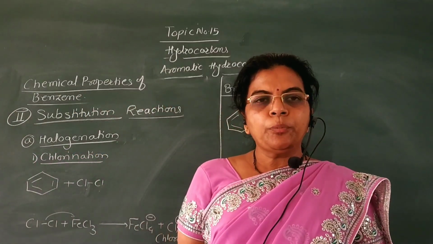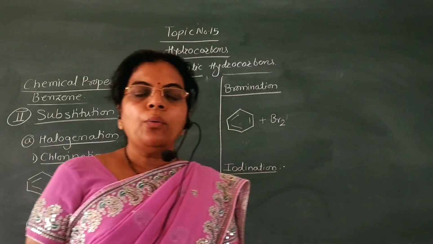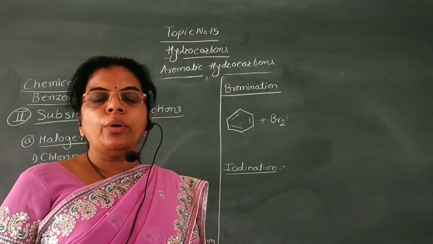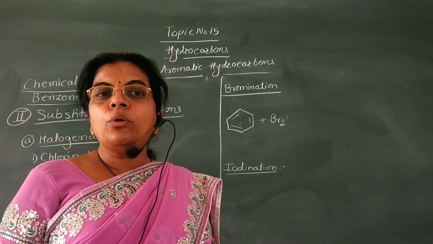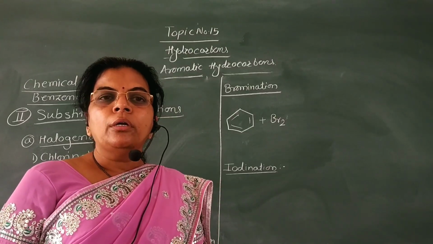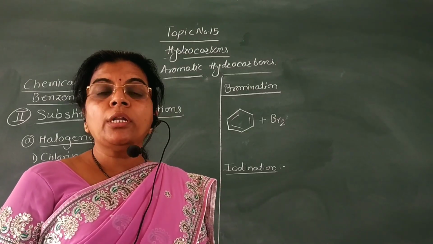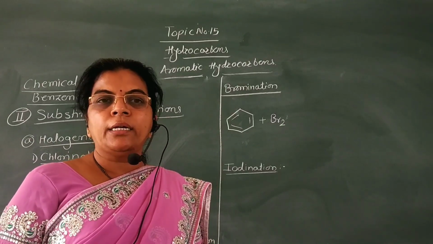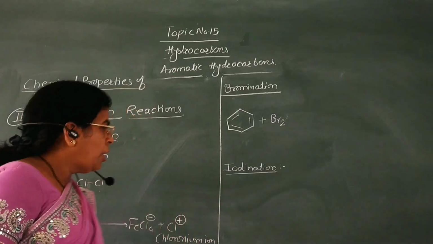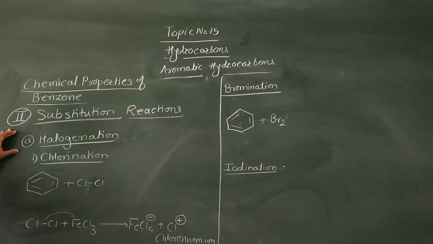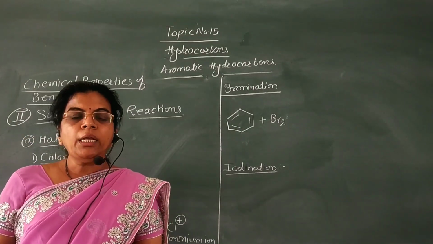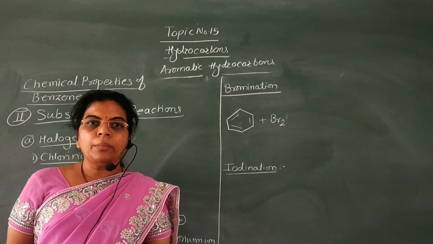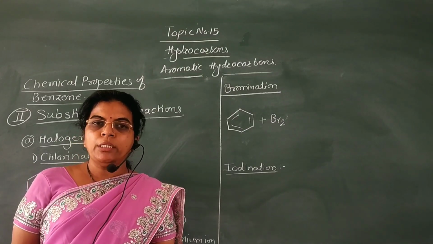Now we are going to see substitution reactions of benzene. Here benzene easily undergoes electrophilic substitution reaction. Benzene undergoes halogenation, nitration, sulfonation, acylation, alkylation, etc. types of substitution reaction. Now we are going to see the first reaction, halogenation of benzene. In halogenation, when one hydrogen atom from the benzene ring is replaced by a halogen atom, it is called halogenation of benzene.